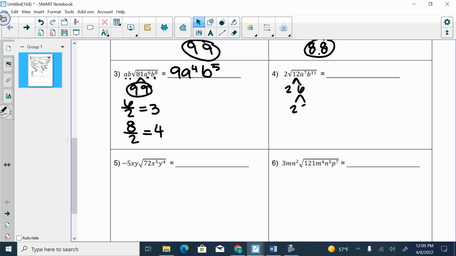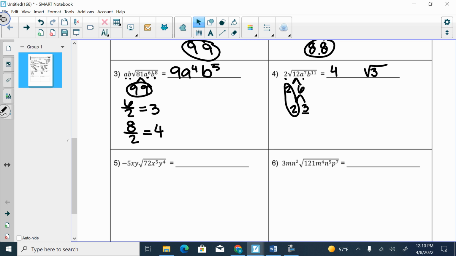8 and 2. So do I have any pairs there? 0 and 0. Got 1 pair of 2, and then we got 1 3 left over, right? So I get to take out the 2, also what was already out there, a 2. So I got 2 and 2 on the outside. 2 times 2 gives us 4. Good. So I have a 4 on the outside. And then we have this leftover 3 that's going to have to stay behind, but I'm going to skip a little space so we have room for our variables.